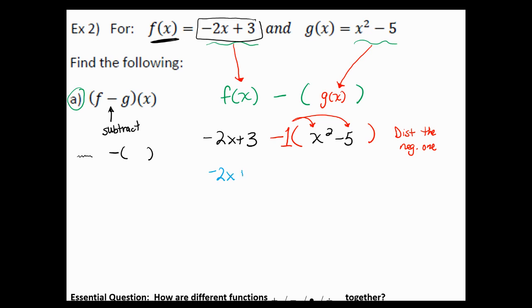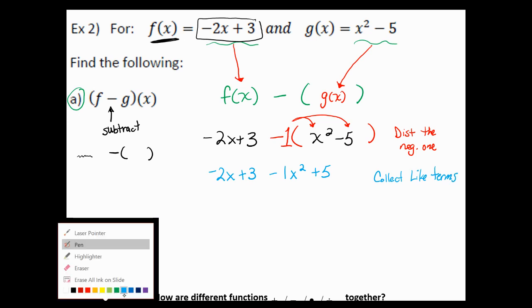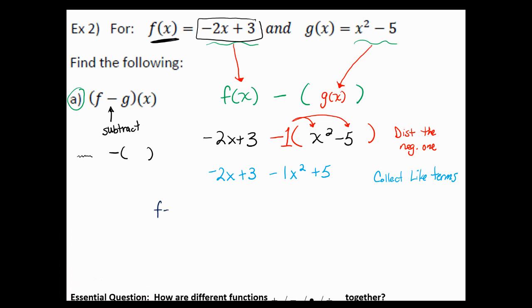So nothing gets changed in the front. Negative times that would be negative 1x squared. Negative times negative 5 is positive 5. At the end, you're going to collect like terms. Order will matter at college. So f minus g of x, that's what we started with, that's what we're finding, is equal to, so now let's look at our work. Always start with the highest exponent, so this would be first, negative 1x squared. Then write anything down that has an x, negative 2x. So order matters, and it goes by the little exponents.